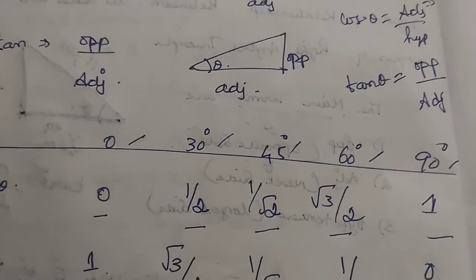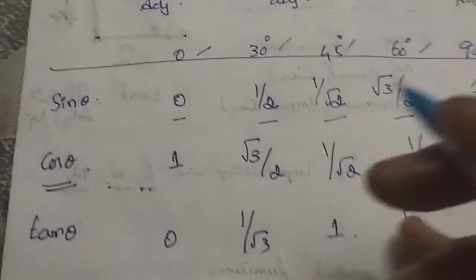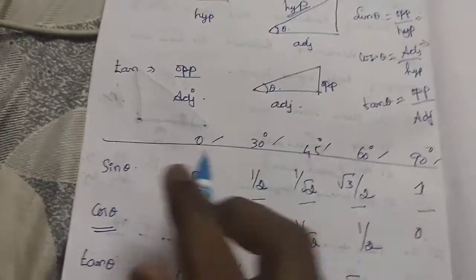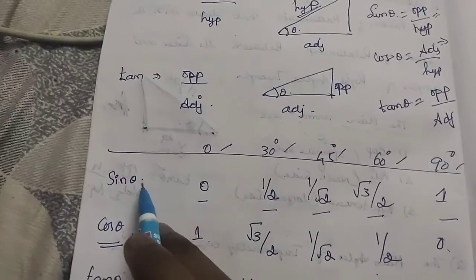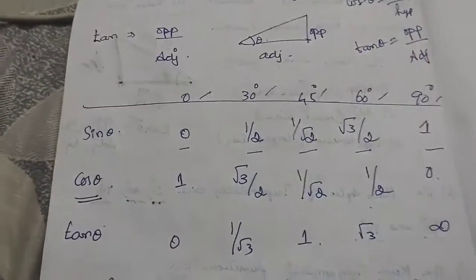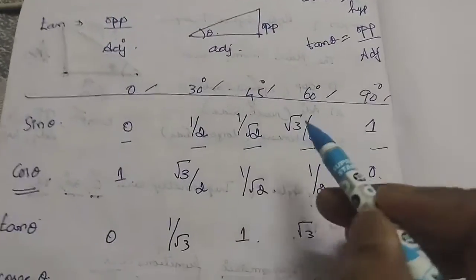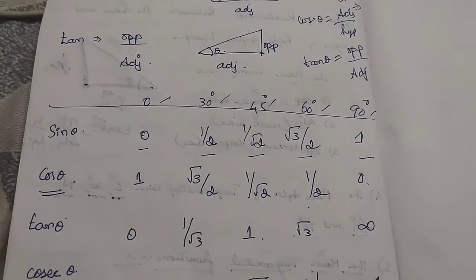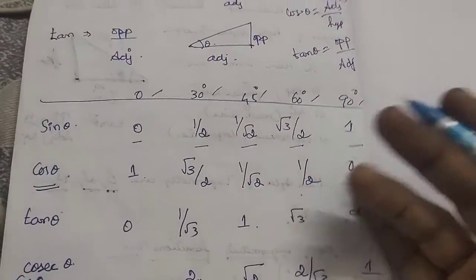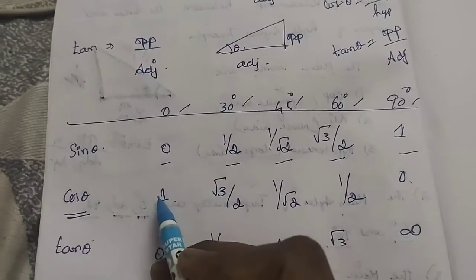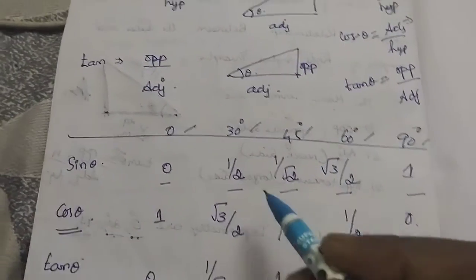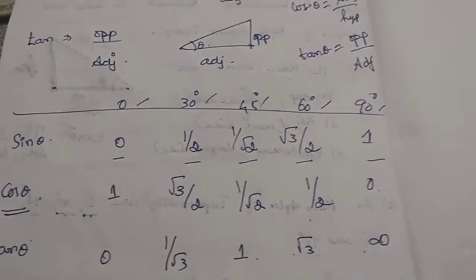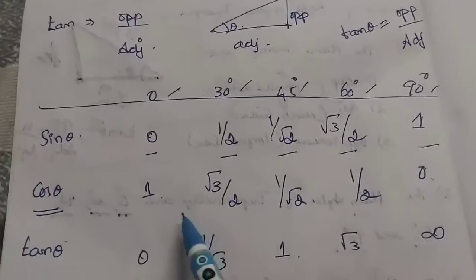Next, cos theta is descending. Just we need to memorize the sin theta values only, that is enough. 0, 1 by 2, 1 by root 2, root 3 by 2, 1. Okay, next cos theta is nothing, it is the vice versa of sin theta. That is descending. Cos 0 value is 1, then root 3 by 2, next 1 by root 2, 1 by 2, and 0. That is vice versa of sin theta. This is ascending, this is descending.